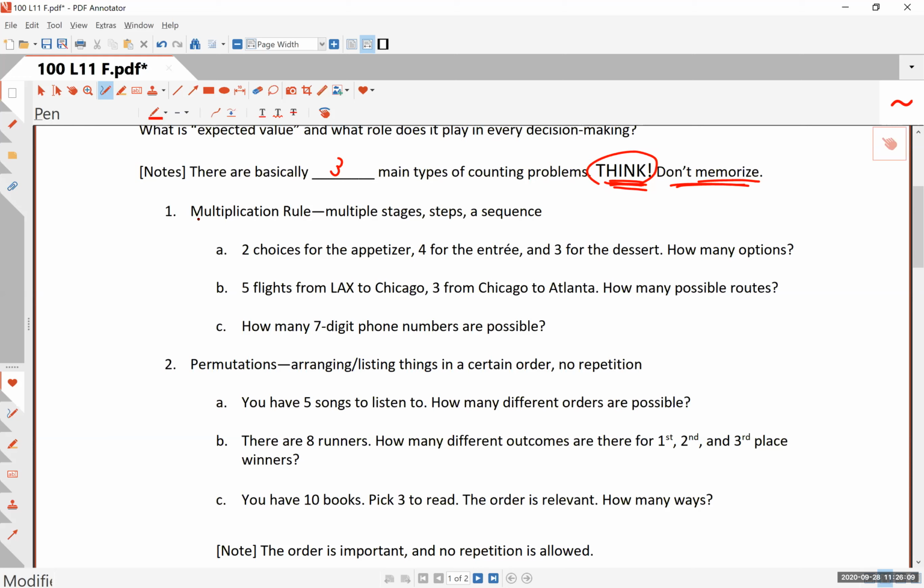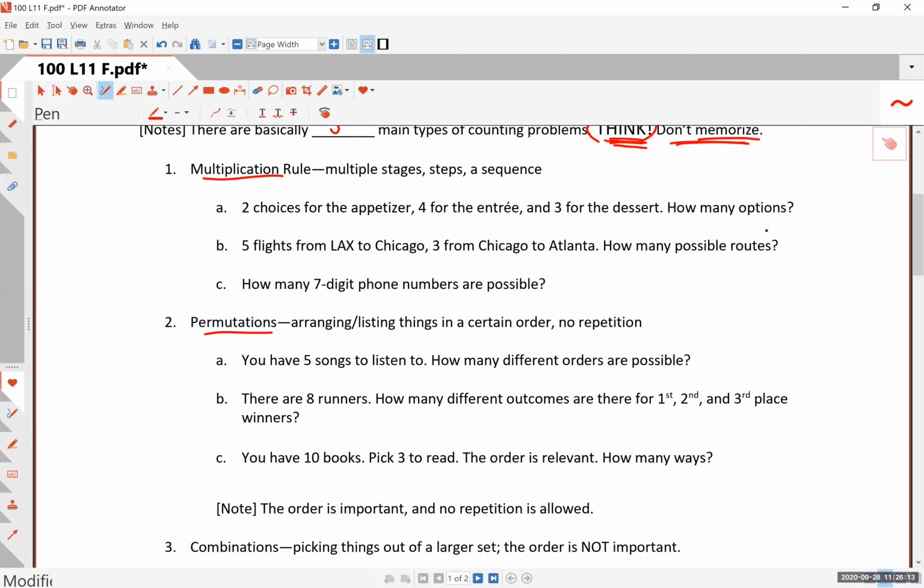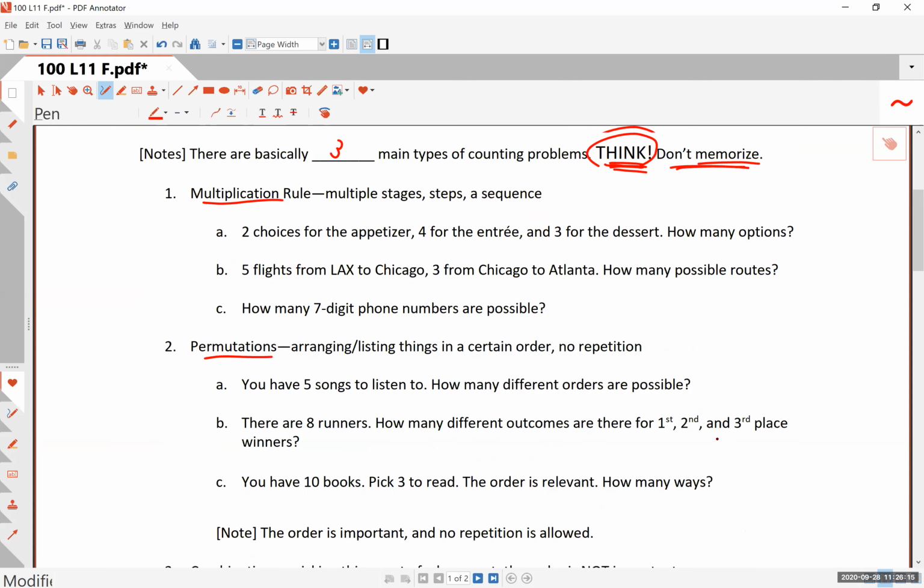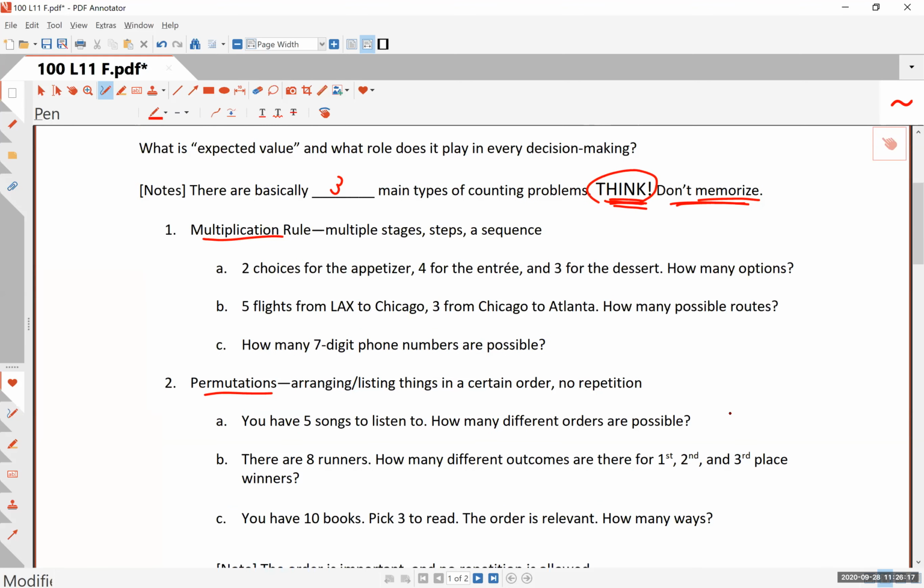The three basic types are multiplication, permutations, and combinations. Each of them is slightly different, although they do share many of the similar ideas. The multiplication rule is the basis of all counting. If you have things occurring in multiple stages or steps or a sequence, this is what you do.